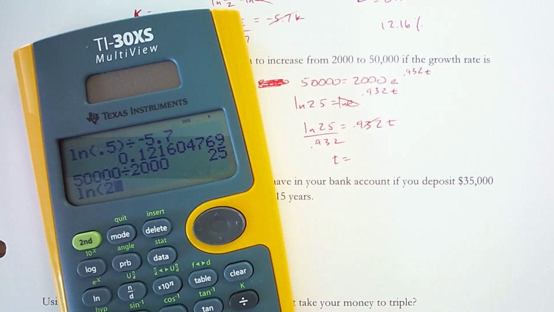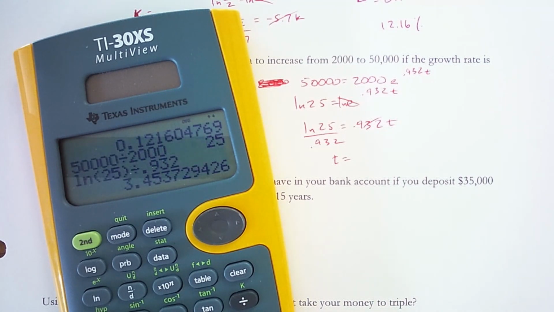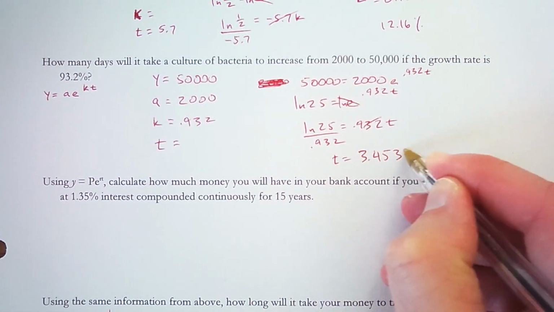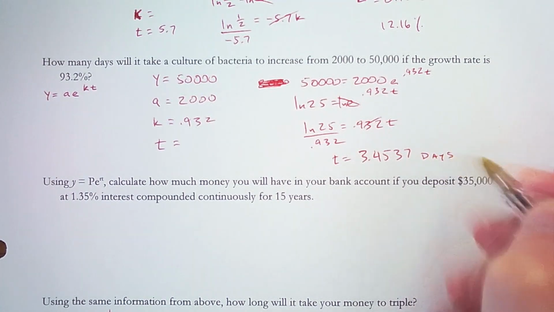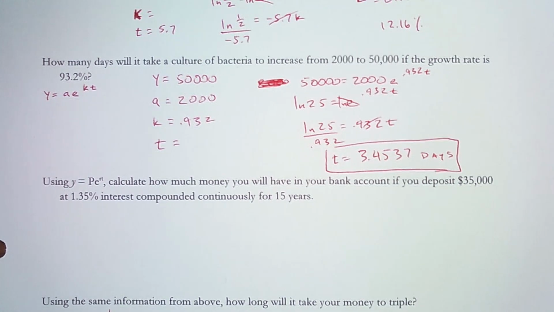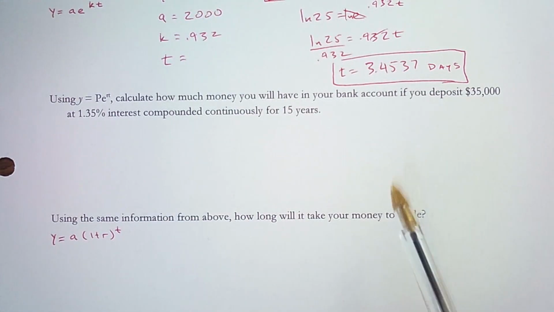So natural log 25, close those parentheses, divided by 0.932 is 3.4537. 3.4537 days, so just about 3.5 days.